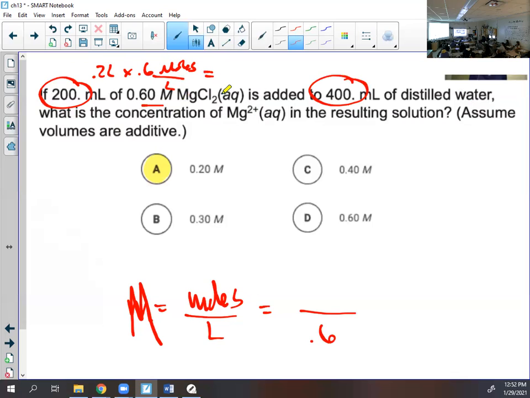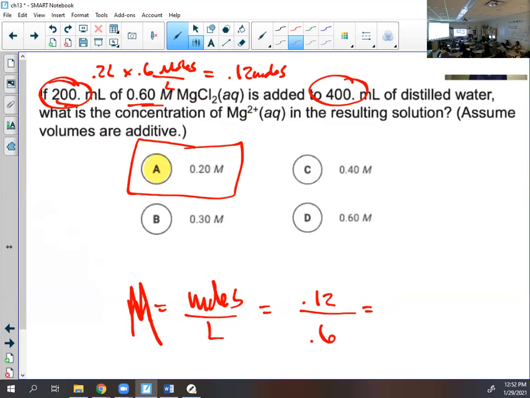So what's that? 0.12 moles. Now we did this in chapter 4 like 50 times, so hopefully that came back quick. You're like, oh yeah, to find moles, I take the volume in liters and multiply it by the molarity. So you have 0.12 over 0.6, and that's just 2, but then move the decimal. That's A. Fair enough?